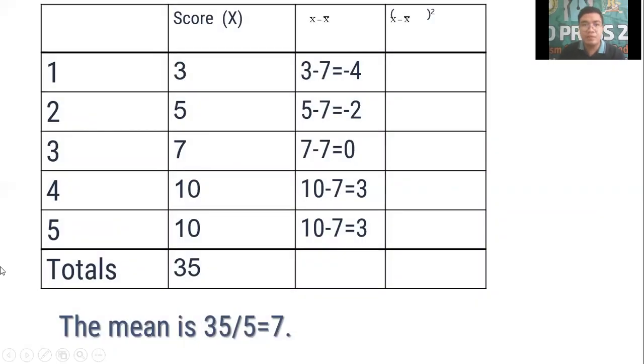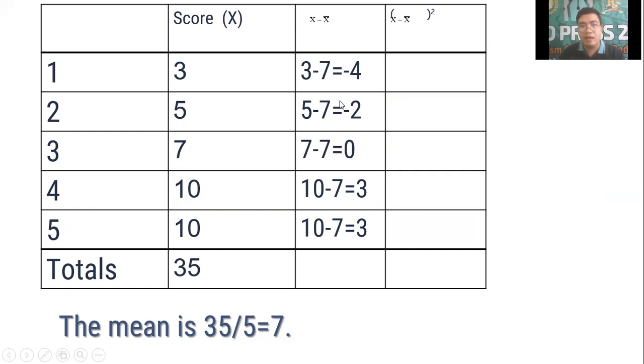So in here, we can get our variance in this case. For example, the score is 3, and your average is 7. So 3 minus 7 will give you negative 4. 5 minus 7 will give you negative 2. 7 minus 7 will give you 0. 10 minus 7 will give you positive 3. And 10 minus 7 will give you positive 3. Your negative 4 and negative 2, of course, are negative values. Again, as I have mentioned earlier, you can drop the negative sign and make it positive.